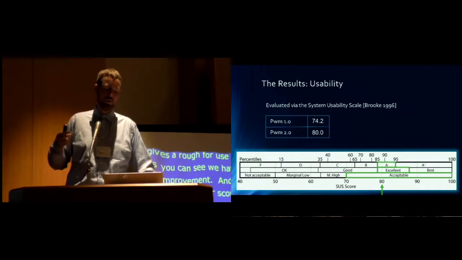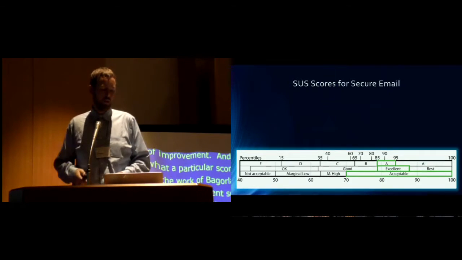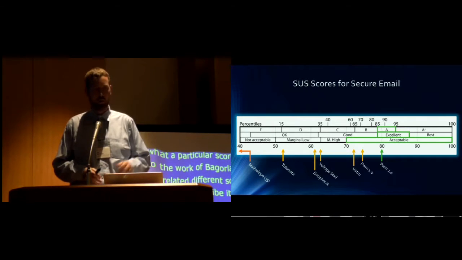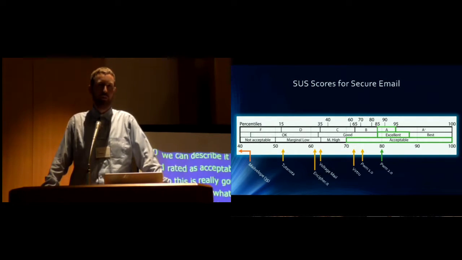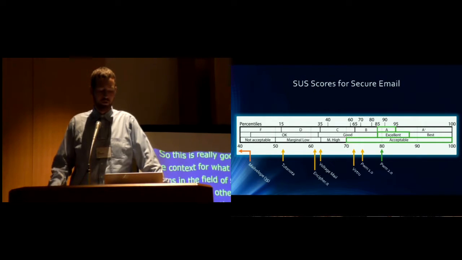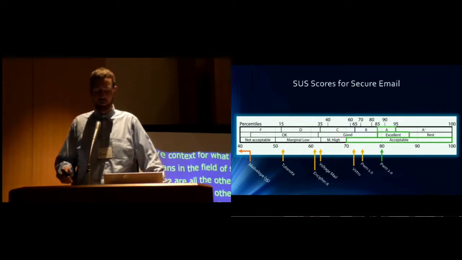Now to give context for what a score of 80 means in the field of secure email, these are all the other scores we've received for any other systems we've evaluated. As you can see, on the far left, we have Mailvelope, the earlier PGP-based system we evaluated, off the charts. It's in the 4th percentile, really bad usability. And marginally low and high, we have a few systems there. Virtue and POEM 1.0 edging into acceptable. And leading the pack was POEM 2.0. So we're very happy to see that.